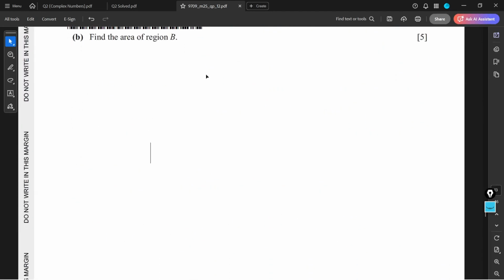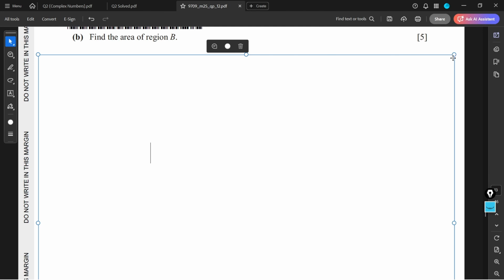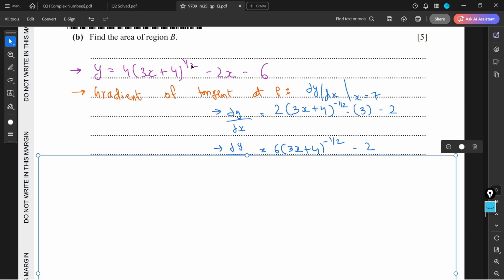Let me show you how I have done exactly the same thing over here. This was the equation of the curve that was given to us. Then the gradient of the tangent at point P will simply be dy/dx at x equal to 7. Why am I doing this? Because I told you that we need to find the line PQ. And what is the main component of the line? It is the gradient and the y-intercept.